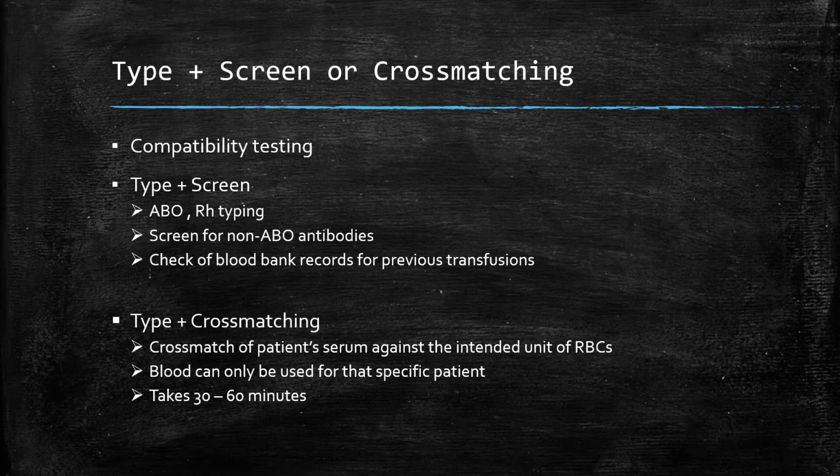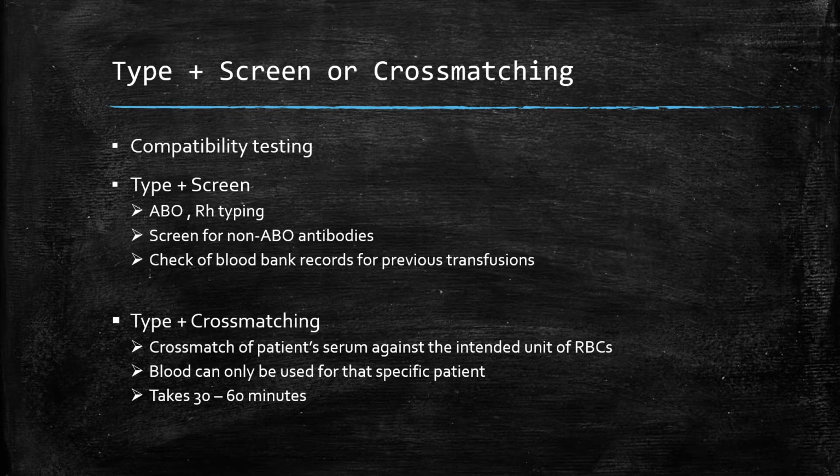When you order a type and screen, you're asking the blood bank to do the ABO and the Rh typing. In addition, they will screen for a multitude of non-ABO antibodies. These are the minor antigens we talked about earlier. And lastly, they will check their records to see if there were problems with any previous transfusions. Blood banks in general keep meticulous records, and so they always check before they release any blood.